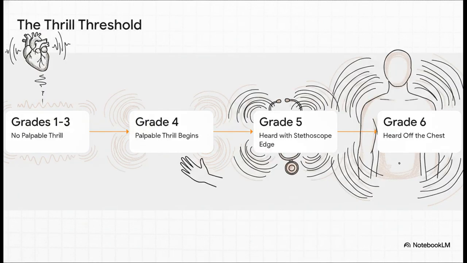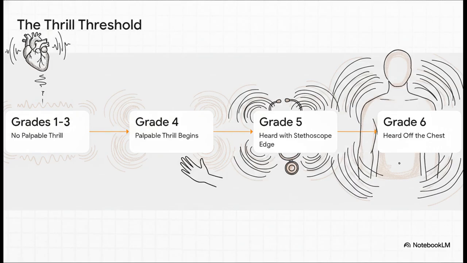That's a fantastic question, Dr. Collins. The key is what we call the thrill threshold. It's really simple. For grades 1, 2, and 3, you hear the murmur, but you feel nothing. The second you can actually feel that vibration, that palpable thrill on the chest wall with your hand, you've crossed the line. It's now a grade 4. Grade 5 is louder still. You can hear it with just the edge of the stethoscope touching the skin. And like you said, grade 6 is so loud you can hear it without the stethoscope, even on the chest.